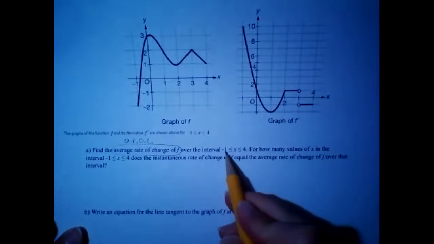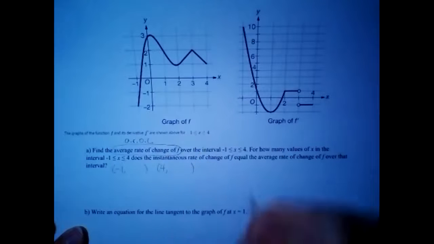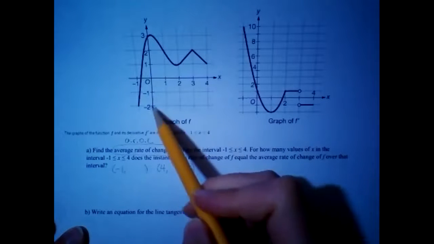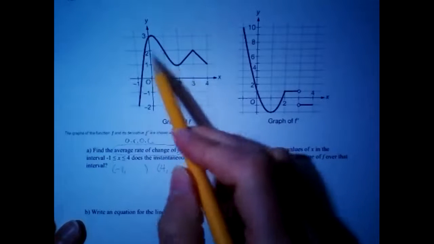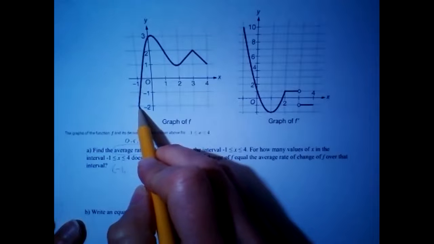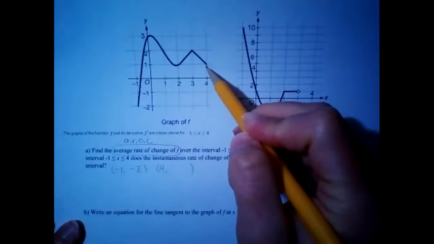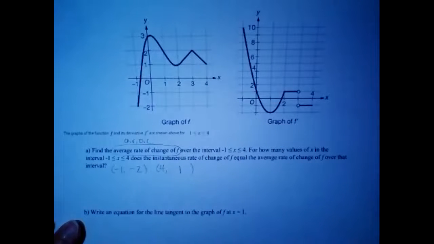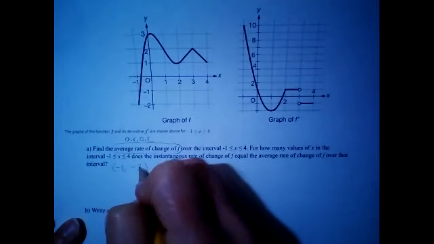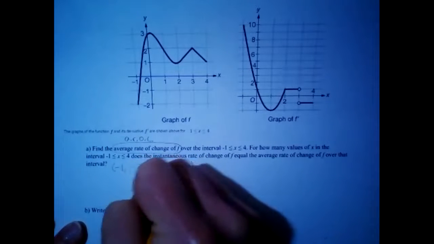All right, now we want to go from -1 to 4. So I need a point for -1 and I need a point for 4. And so we're just going to get those from the graph of f. It says average rate of change of f, so this is the graph we're looking at. So -1 is down here at -2, and 4 is right here at 1. So I just got those points from the graph, and then we're going to put them into the slope formula. So it'll be 1 minus -2 over 4 plus 1.